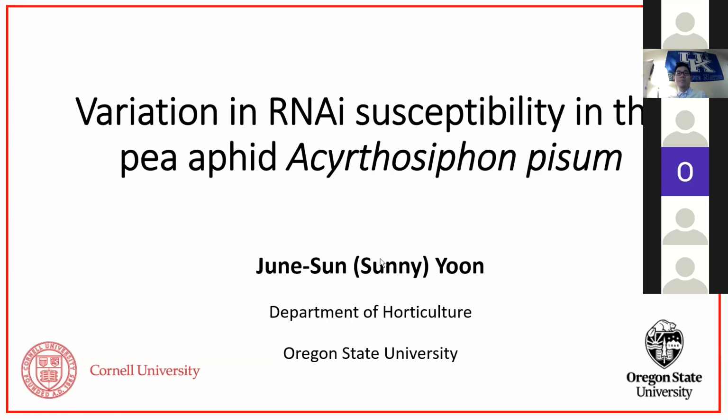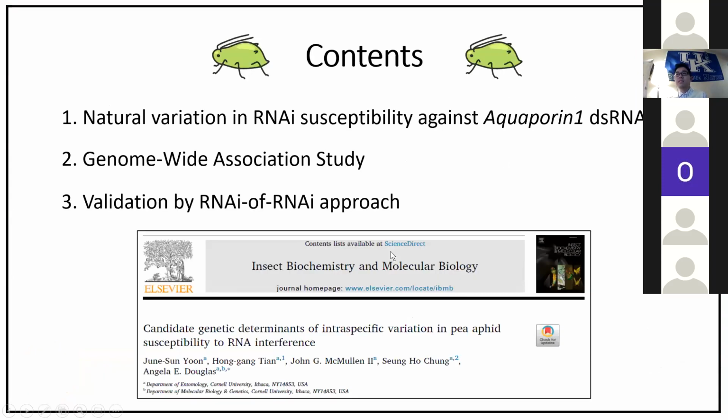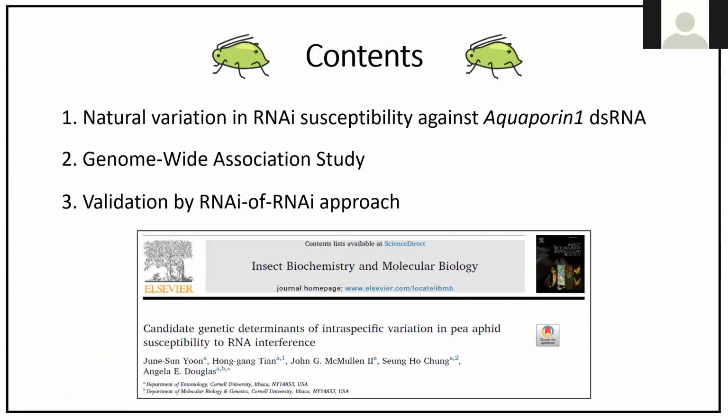All right, thank you for the introduction and thank you so much for having me here. This work was done when I was at Cornell University, and as Olivia mentioned, I'm currently working at Oregon State University. This study was published in IBMB last year, in 2020, with the title Candidate Genetic Determinants of Intraspecific Variation in Pea Aphid Susceptibility to RNA Interference.